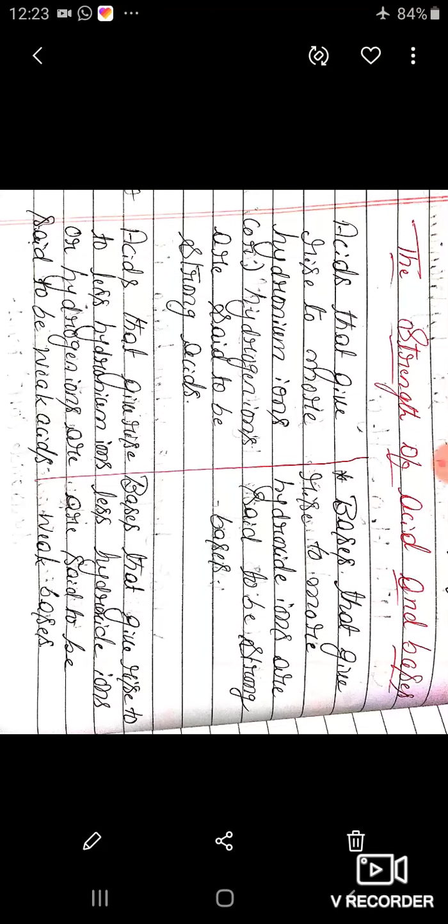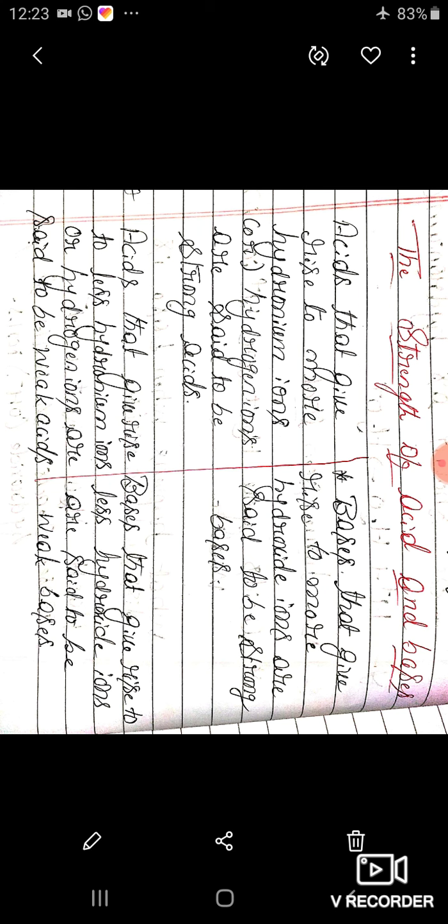And then, the strength of acids and bases. So what is the strength of the acid and bases? Let us see about that. The strength of an acid or base can be estimated using a universal indicator.